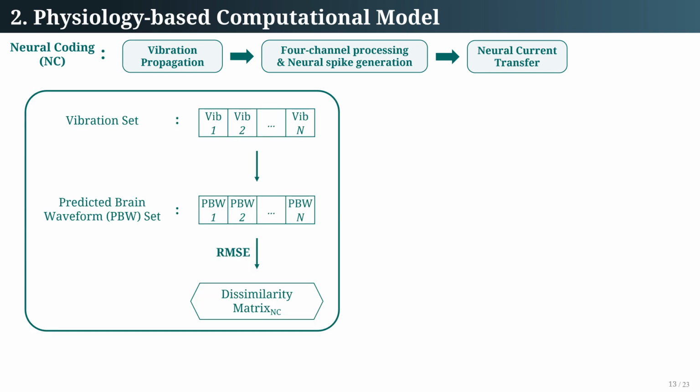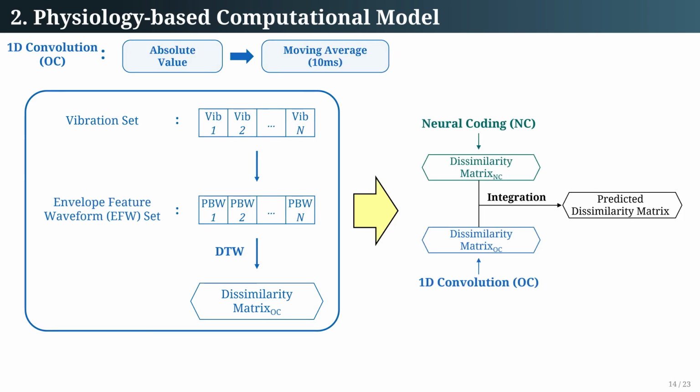With this process, a vibration set is converted to predicted rate waveforms, and then we calculate the pairwise root mean square error to create a dissimilarity matrix. In the one-dimensional convolution process, the vibrations are processed by taking their absolute values and applying moving averages to generate envelope feature waveforms. Pairwise dynamic time warping is then used to calculate the dissimilarity matrix. Finally, the two dissimilarity matrices are integrated with weight to generate a final predictive dissimilarity matrix.